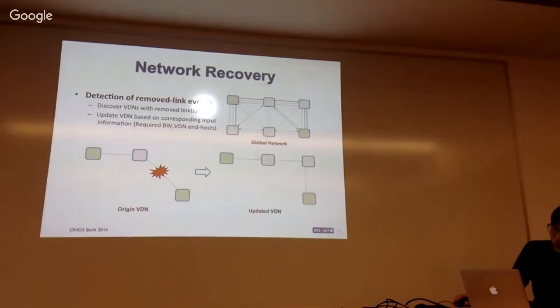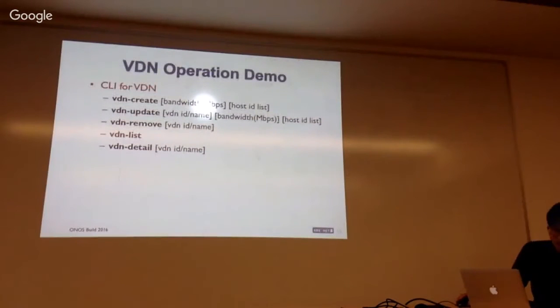This slide shows the network recovery function. If the VDN application detects a remove link event, recovery mode first finds the related VDN and updates it based on corresponding information for service continuity. We provide 5 command line interfaces for the VDN application: VDN create, update, remove, list, and VDN detail. We first show a demo video for VDN operation based on CLI, including some parts of the web GUI.